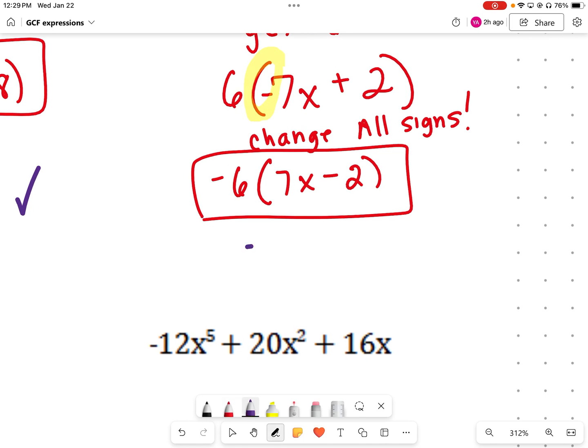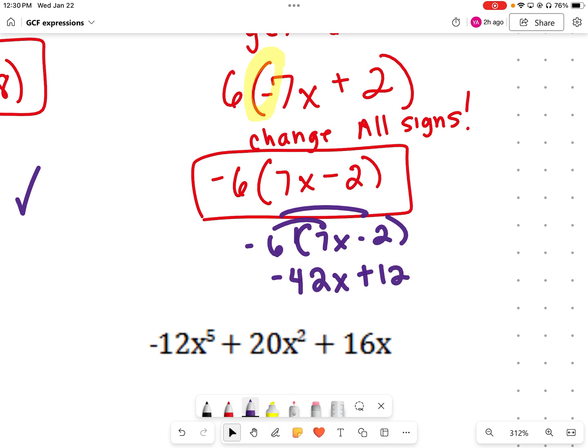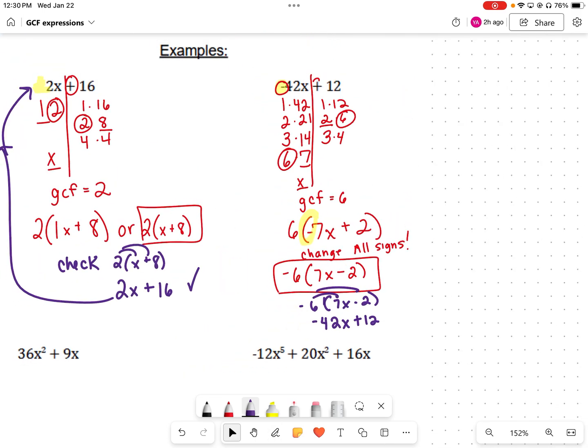Distribute. -6, parentheses, 7x minus 2. We're going to distribute. Show checking your work. -6 times 7, -42x. And -6 times a -2 is plus 12. So wasn't that exactly what that is? So we just checked our work.